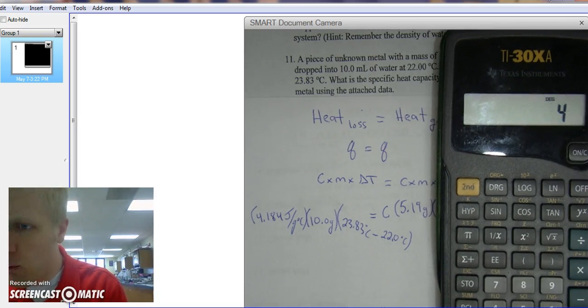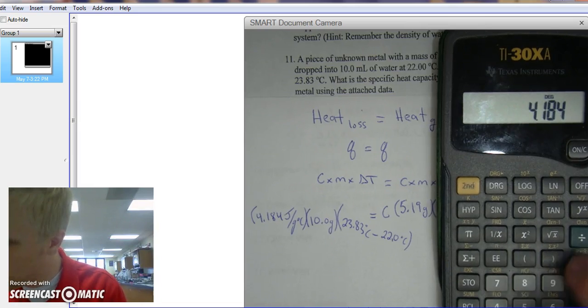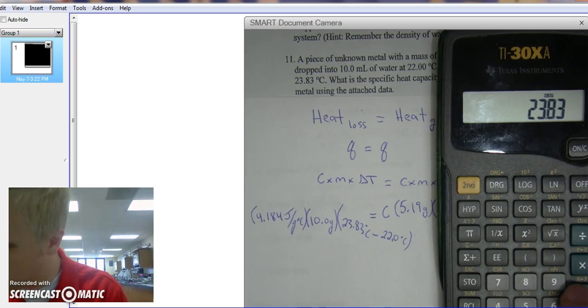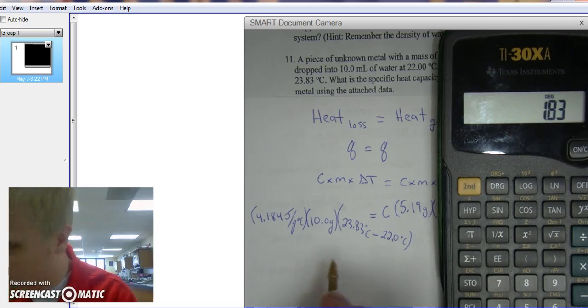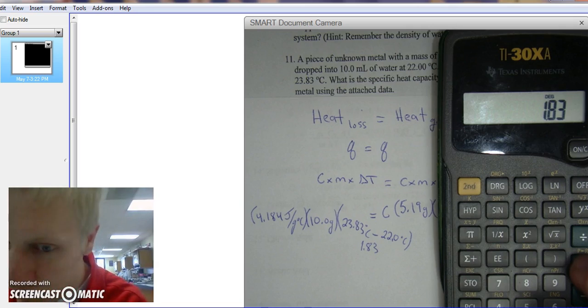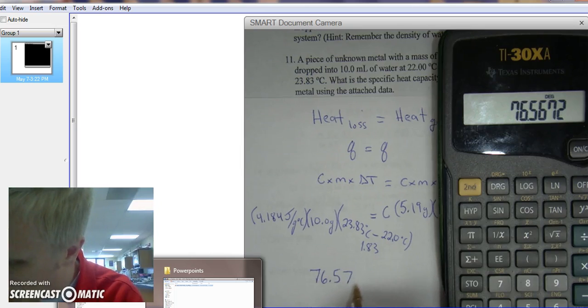So we've got 4.184 times 10. Alright, 23.83 minus 22, let's figure that one out. I've got an old school calculator that isn't as nice as those graphing ones. I'm going to put 1.83. Times it by 10, times it by 4.184. That gives me 76 point, I'm just going to round it to 57.